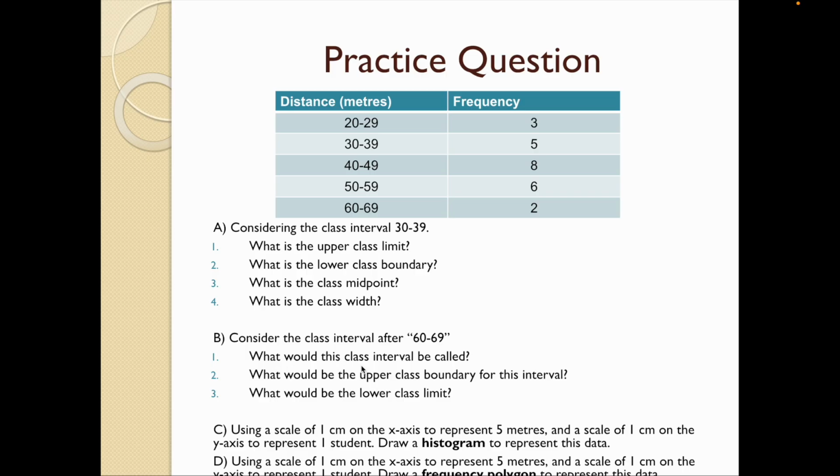Good. So what would the class interval after 60 to 69 be called? 79. Wonderful. What would be the upper class boundary for that interval? 79.5, right? And the lower class limit would be what? 70. Because remember, we're referring to that one before that. Okay? For these two, I want y'all to sketch it just to show me that you roughly know how to get the histogram as well as the frequency polygon. Then after we're going to go on to cumulative frequency charts.